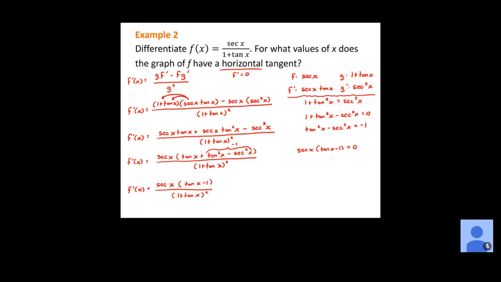All right, now that we've got it set equal to 0, how are we going to solve that now? Good. We've got two separate factors. We can set each one equal to 0. So we have secant x equals 0, tangent x minus 1 equals 0. All right, now let's think about this. When is the secant going to be equal to 0?